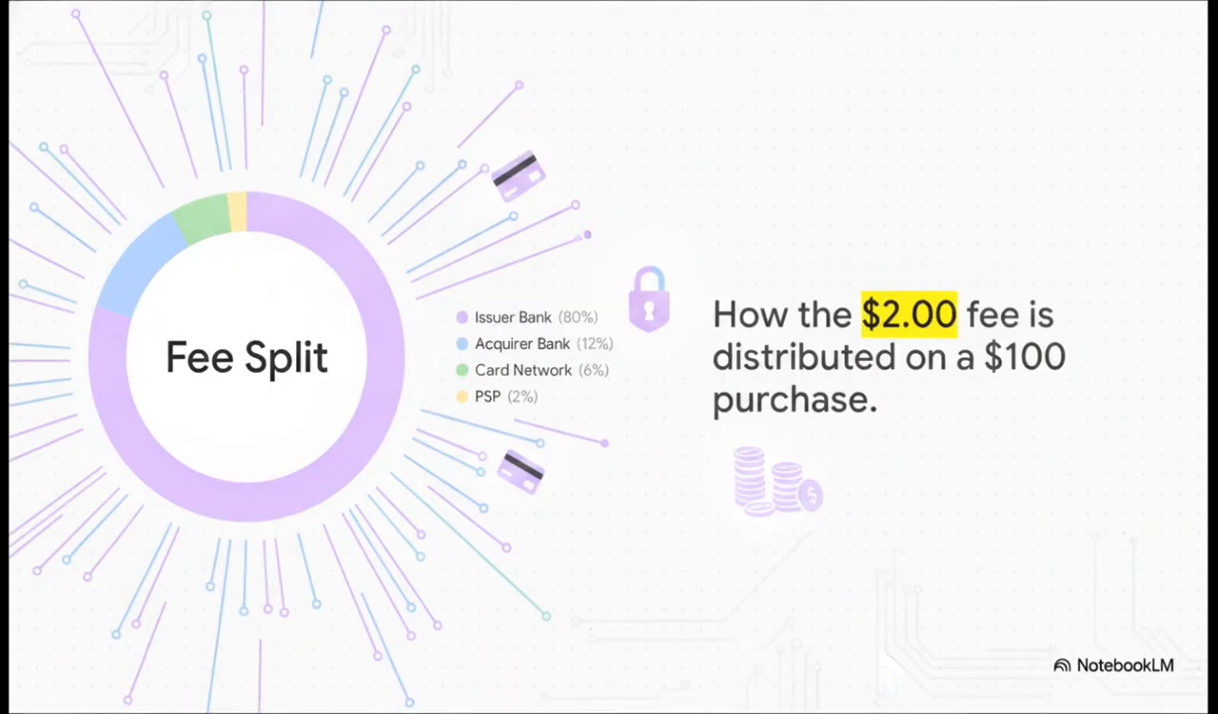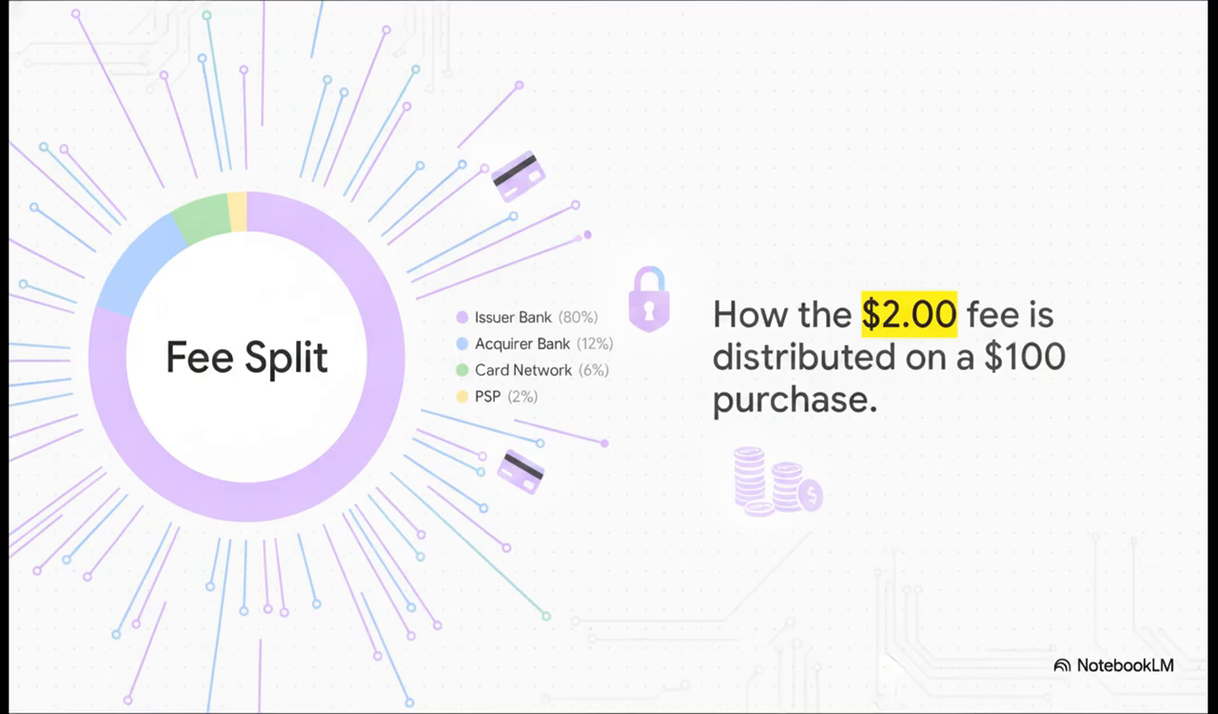And it's brilliantly illustrated here how the economics of a standard swipe actually work. Let's break it down with a really concrete example. Say you make a $100 purchase, and the merchant pays a $2 fee for it. The payment service provider takes a tiny, tiny sliver of that. The card network takes about 11 to 15 cents for providing that massive global routing infrastructure we just talked about. The acquirer bank takes about 25 cents. But the issuer bank, your bank, takes the massive lion's share, roughly $1.75.